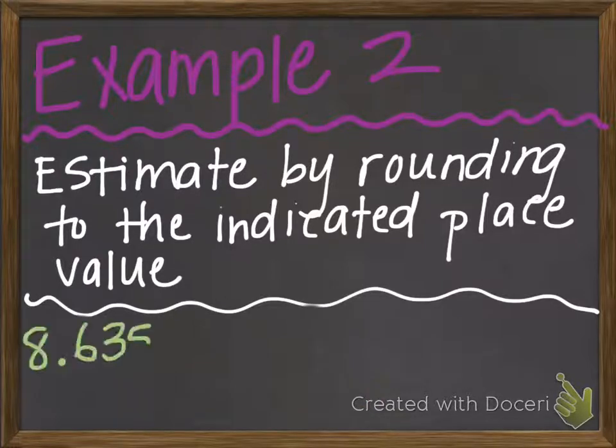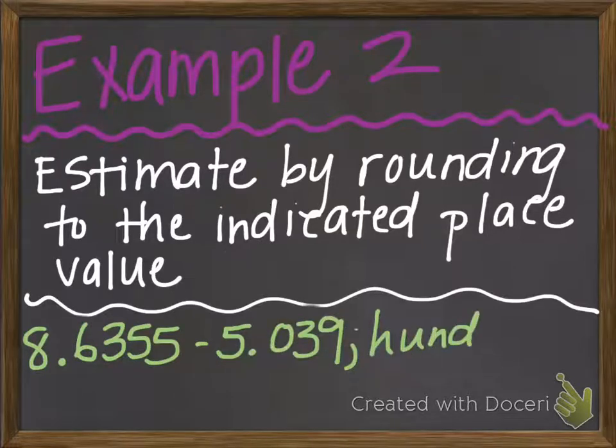Okay, let's look at our next example here. So here I have 8 and 6,355 ten-thousandths minus 5 and 39 thousandths. And it's telling me to round this to the hundredths place. So my hundredths place is the 3 in my first number and the 3 in my second number.